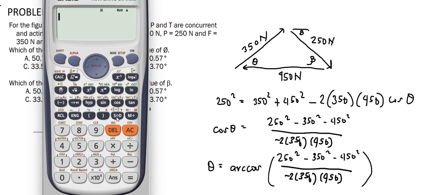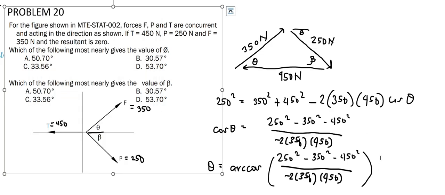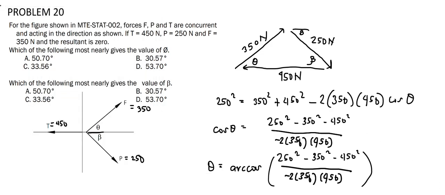So using our calculator, we will solve directly for the angle theta. That is 250 squared minus 350 squared minus 450 squared divided by negative 2 times 350 times 450. That is equal to 33.56 degrees, which is letter C.